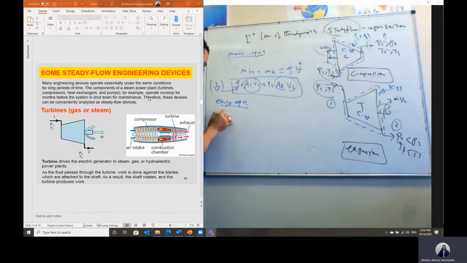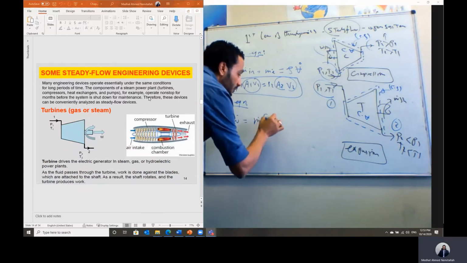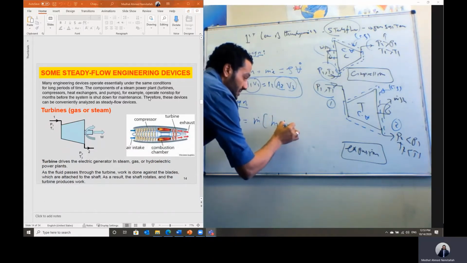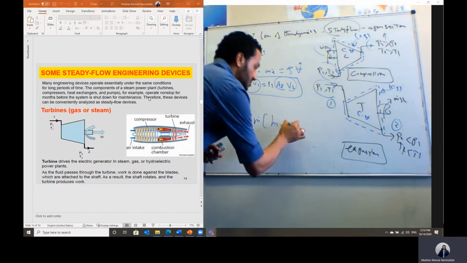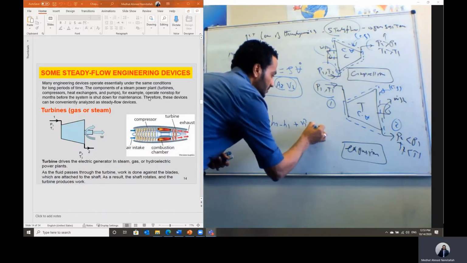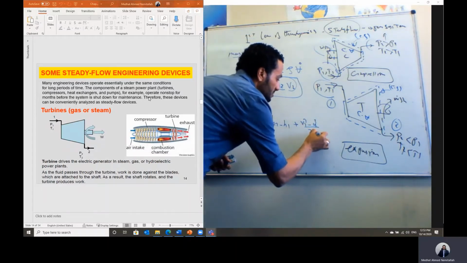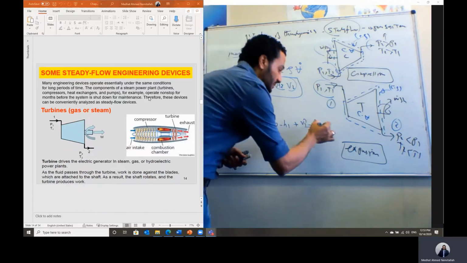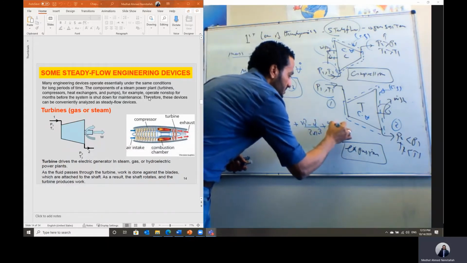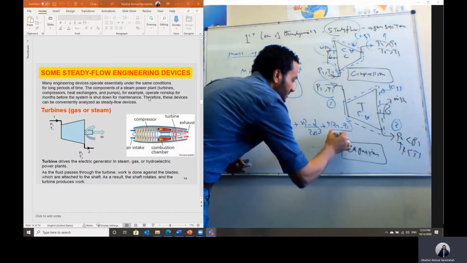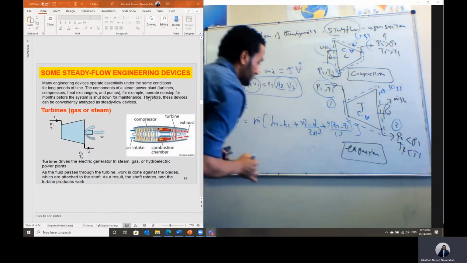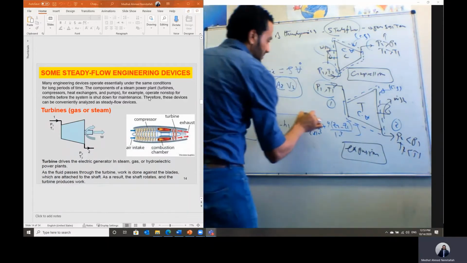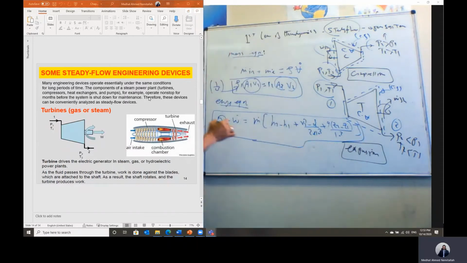Then we have the whole of this equation. It will be Q dot minus W dot equals m dot times (h exit minus h inlet), which we call h2 minus h1, plus (V2 squared minus V1 squared) divided by 2 divided by 10 to the power 3, plus g(Z2 minus Z1) divided by 10 to the power 3. And this is the equation that we can apply for either a turbine or a compressor.